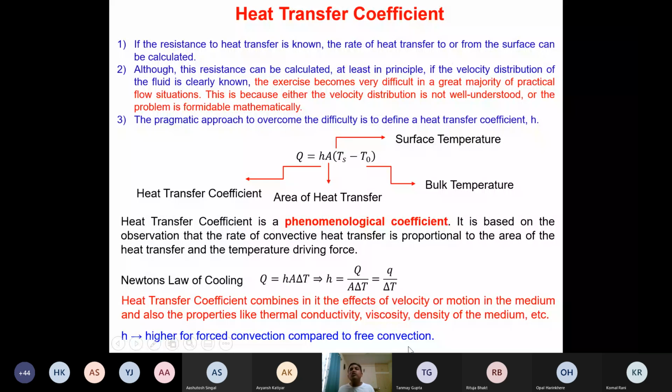In free convection, motion of the fluid is primarily because of the density difference, isn't it? Okay. Is it clear to everyone? Yes, sir.